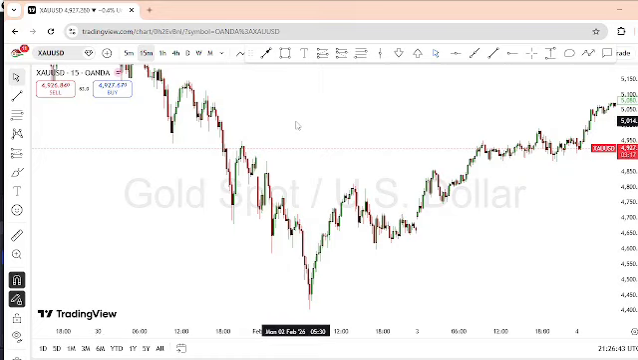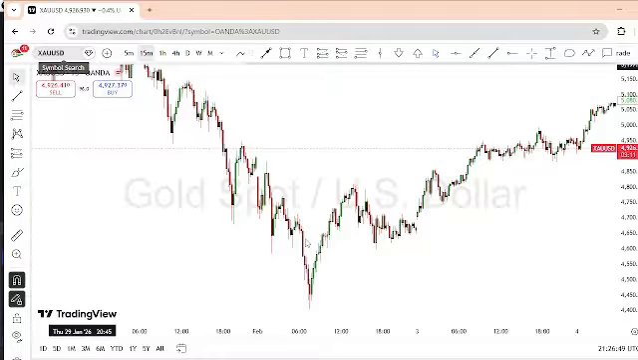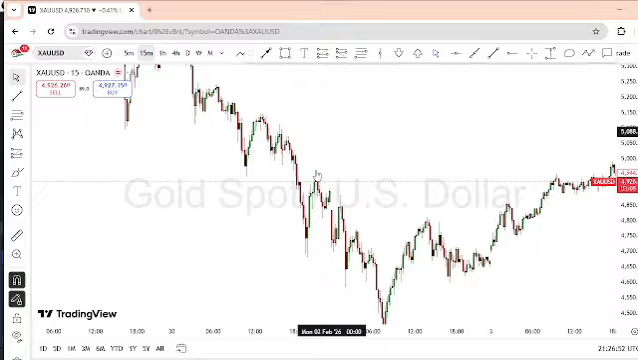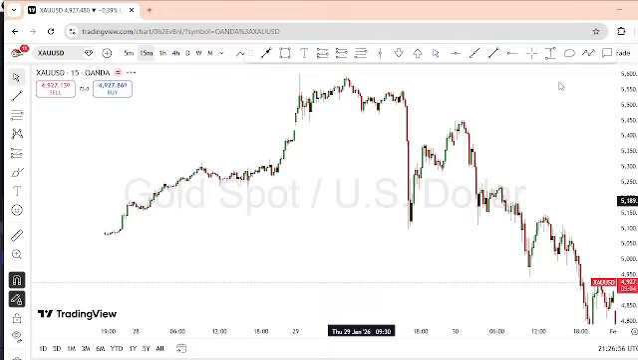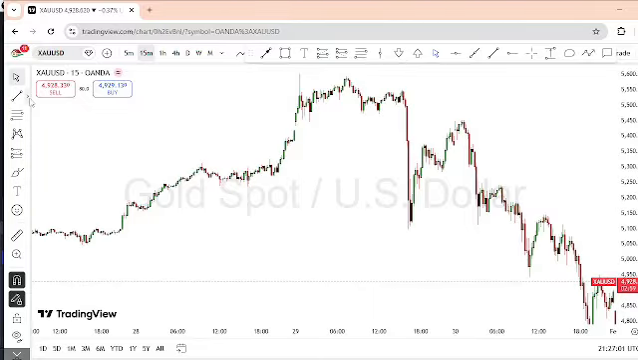This is how TradingView looks like. You can see XAUUSD. This is gold. This is how the chart of gold looks like, and you can see the price. This is TradingView. It has a lot of instruments here too.